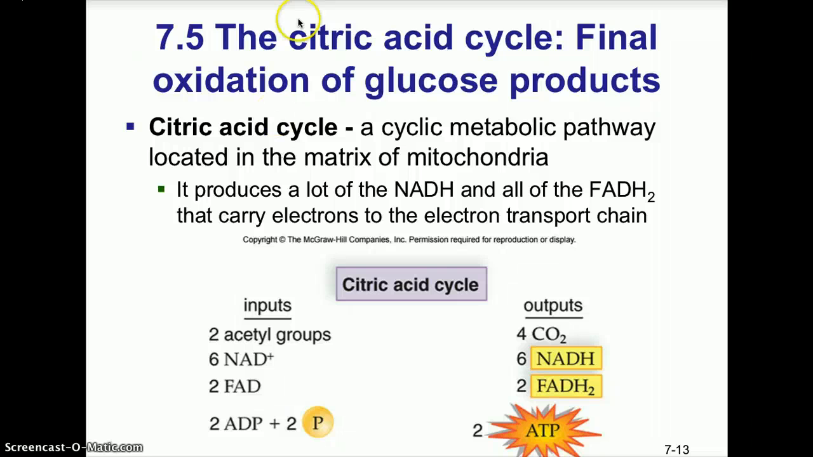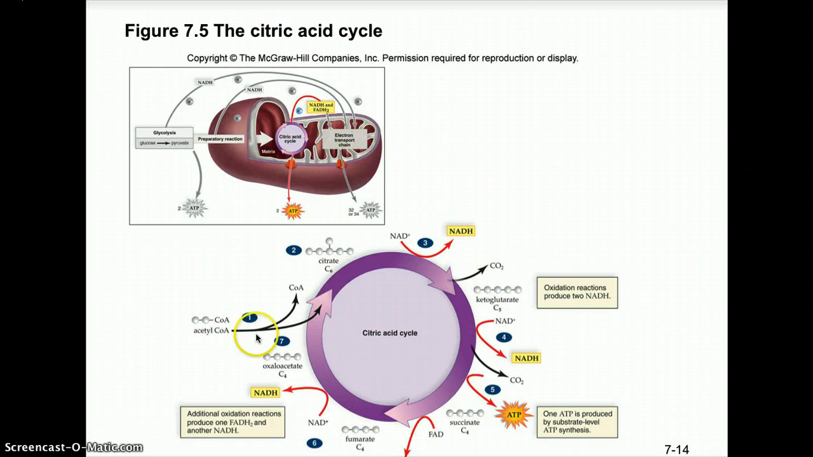So in the citric acid cycle, your inputs are 2 acetyl groups, 6 NAD plus, 2 FAD, and 2 ADP plus 2 phosphate groups. The outputs of the citric acid cycle are going to be 4 carbon dioxide molecules, 6 NADH, 2 FADH2, and 2 ATP. And here's what is occurring during the citric acid cycle.